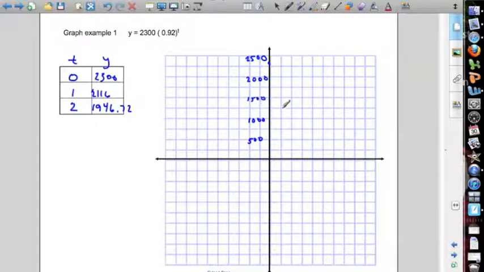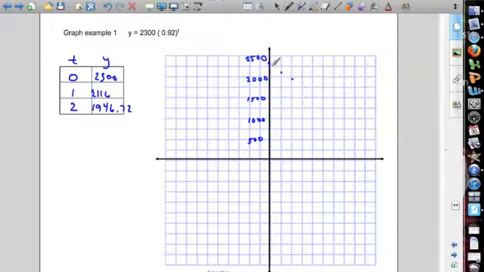That's going to be right here. The 2,116 is going to be right in this area. So I'm working my way down. And then 1946 is going to be right here. And so you can see as it's working its way down there that it's not going super quick.